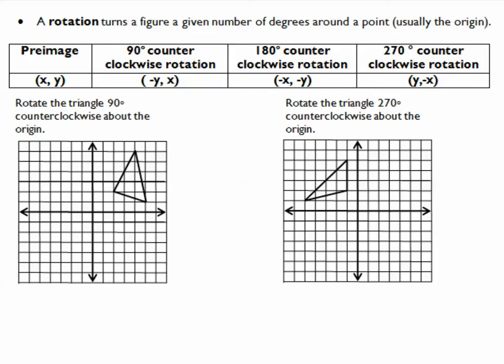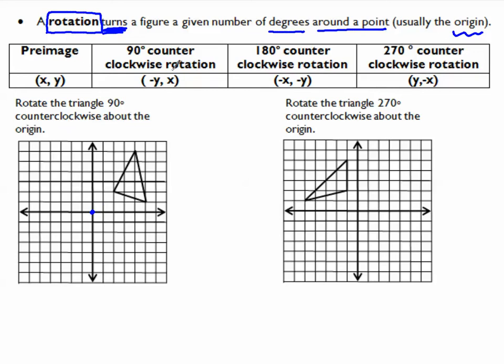A rotation turns a figure a given number of degrees around a point. Often our problems involve rotating around the origin. Remember where the origin is in the coordinate plane. In this example, we're going to rotate the triangle 90 degrees counterclockwise about the origin.